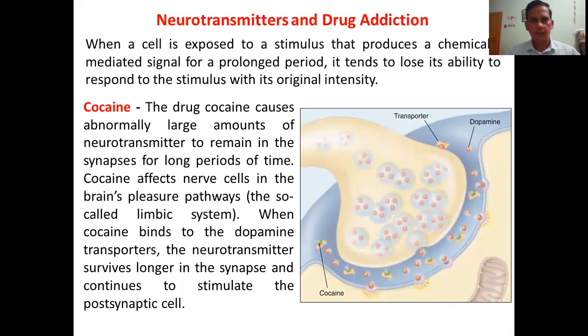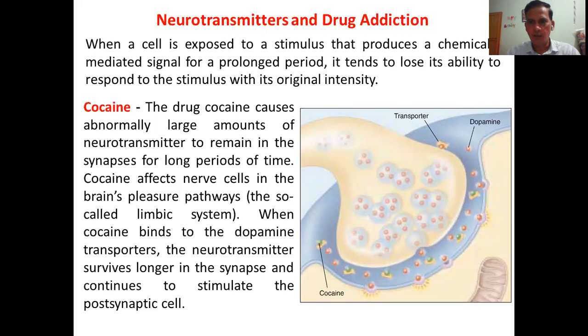Okay, so let's see an example of a drug. That example could be the drug cocaine. This drug, cocaine, usually acts on a transporter protein, which is responsible for the uptake of dopamine. Now, as you know, dopamine is a neurotransmitter which is associated with pleasure. So the pleasure pathway, also known as the limbic pathway, is affected by cocaine.